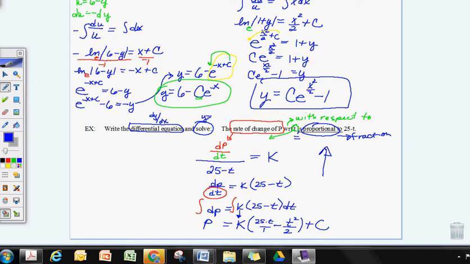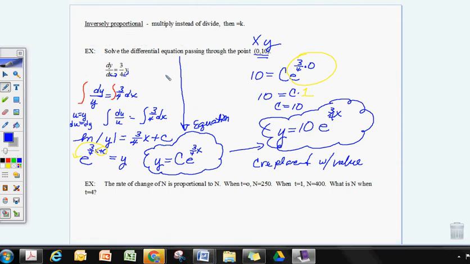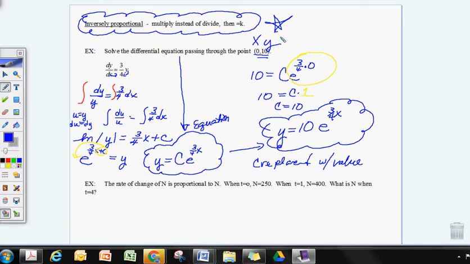So when we go to the back side of our notes, I need to make sure that if it says inversely proportional, we multiply instead of divide. So this is something that you need to know for your homework.